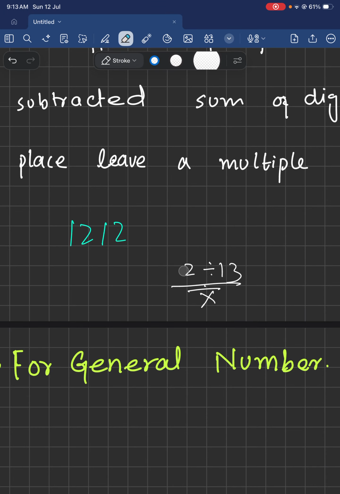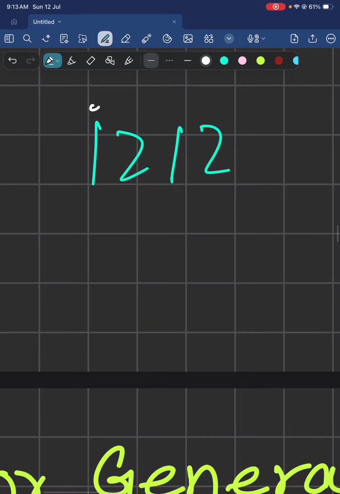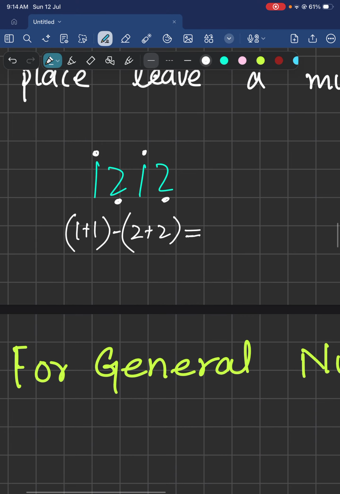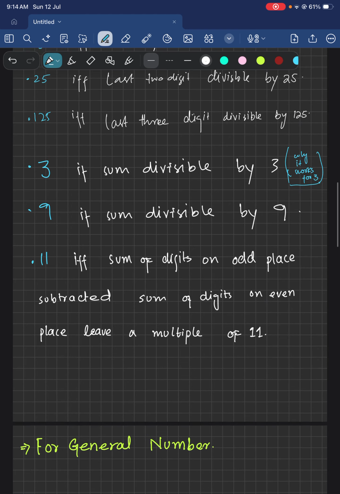Or you can say the difference of the sum of digits on odd places and even places. The odd places, 1 and 1, their sum equals 2. And the sum on even places, 2 plus 2, is equal to 4. Their difference, if that is divisible by 11, then that number is divisible by 11. That would give us -2, but -2 is not divisible by 11, therefore 1212 is not divisible by 11. So this was just a basic thing.